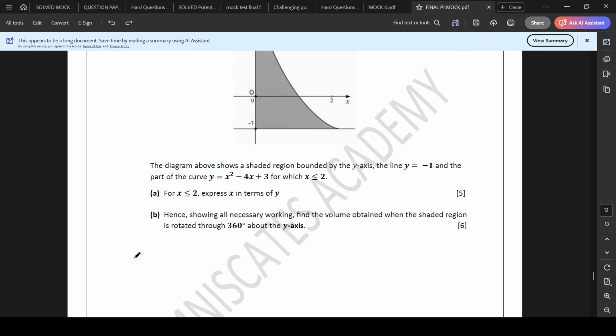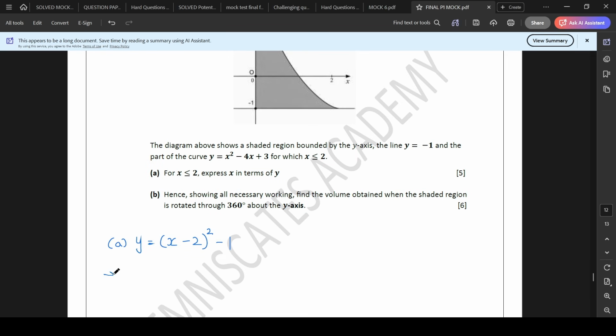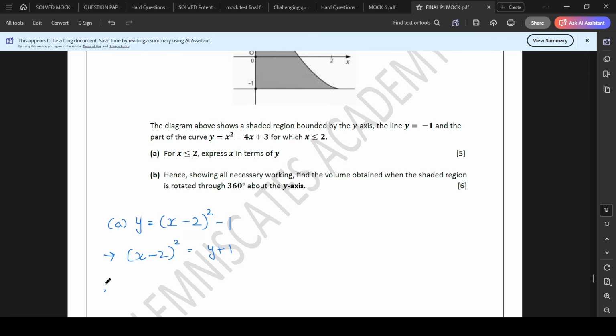So for part A, what I'll do is I'll simply write my y is equal to, I'll complete the square. It will be x minus 4 by 2, that is 2, squared. Output will have extra plus 4. So minus 4 plus 3 is -1. Now, if I make x the subject of formula, it will become x minus 2 squared is equal to y plus 1. And from here, we can clearly see that therefore, x will be equal to, if I take the square root, it will be plus and minus both.